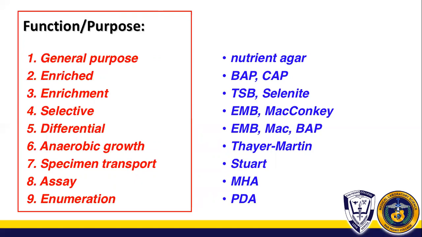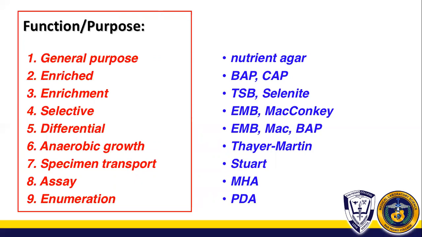They contain components that limit the growth of gram-positive organisms and select only the growth of gram-negative organisms. They can also be differential as well. So EMB and McConkey can support the growth of gram-negative organisms and differentiate one from the other by virtue of their colonial characteristics. So later we will see what those are. Blood agar plates are also examples of differential media.